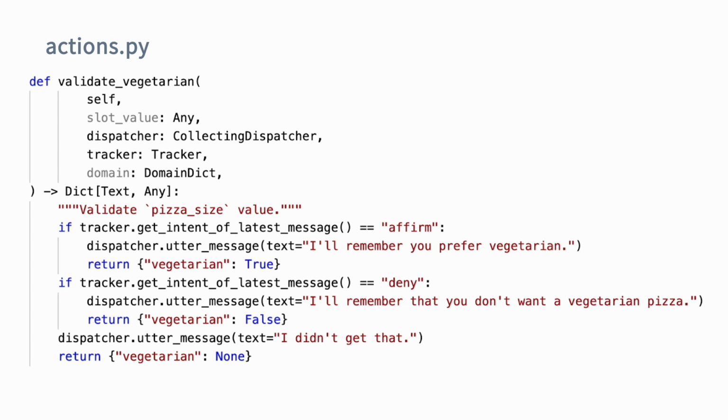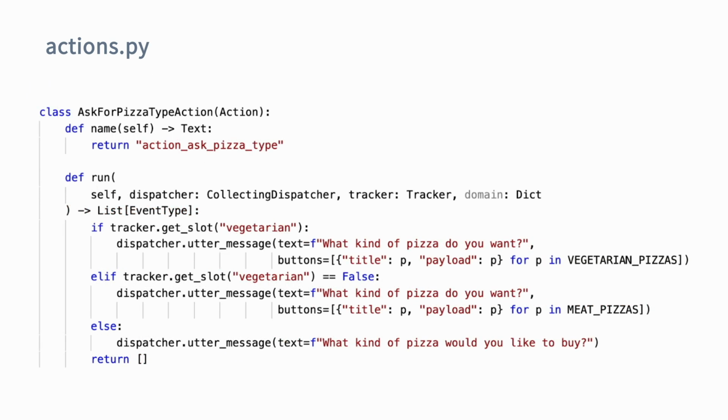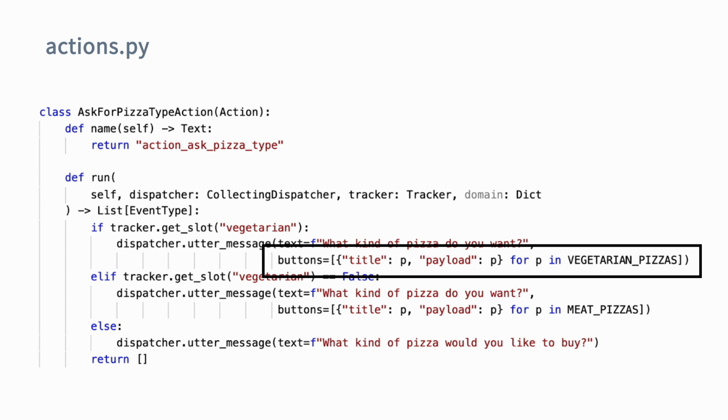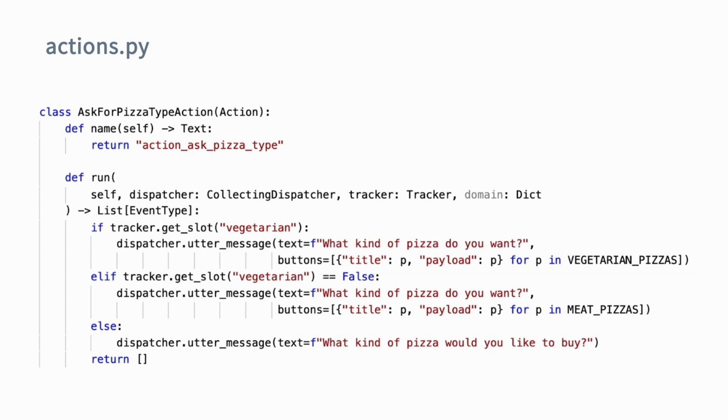Given that we've now gotten our slot for vegetarian, we can now use this information again when we ask for the pizza type. If we see the Boolean is true for being vegetarian, then we can send different buttons to the user than if that slot is false. Let's see this in live action by discussing a final demo for this video.